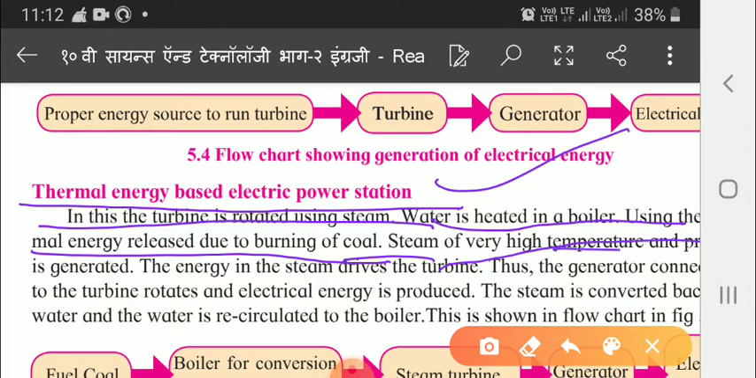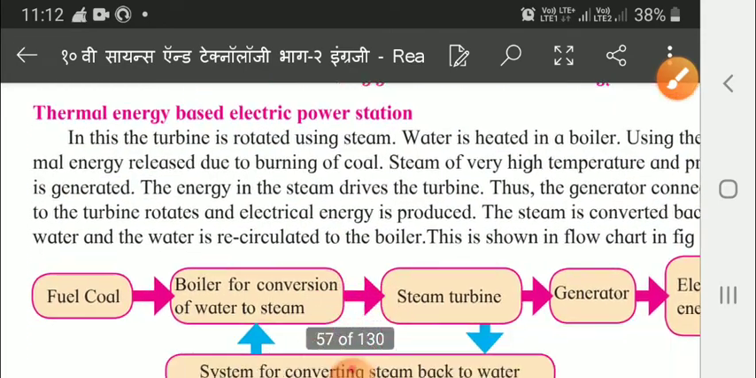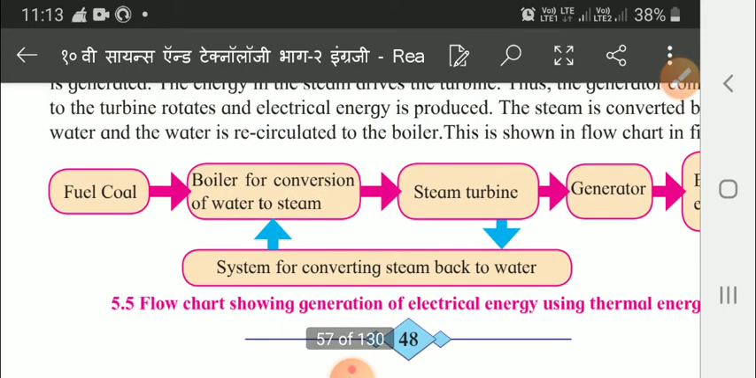Steam is generated at very high temperature. The energy in the steam drives the turbine, and due to this energy the turbine is moving. So the generator connected to the turbine rotates, and electrical energy is produced due to the rotation of the turbine. Here the steam is further converted back to water, so that it can be reused, and the water is recirculated in the boiler. You can understand this with this chart, children. This chart here you can see.